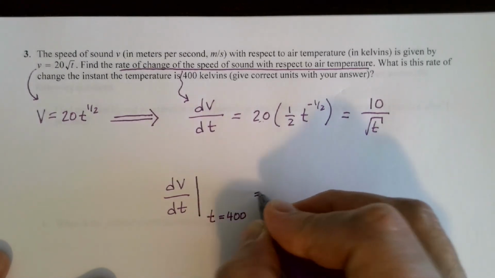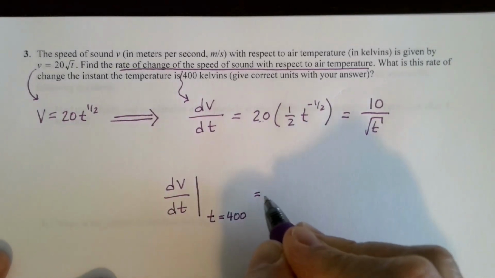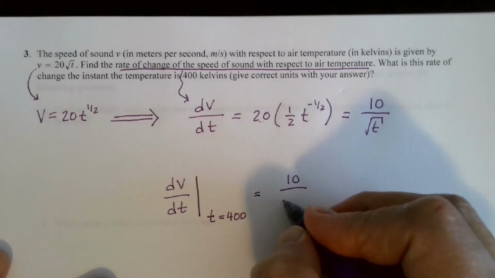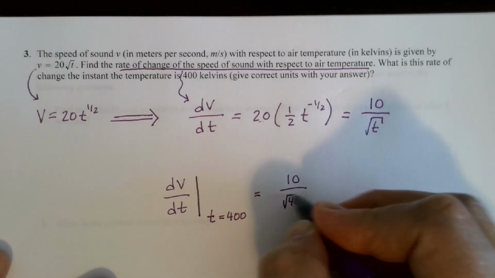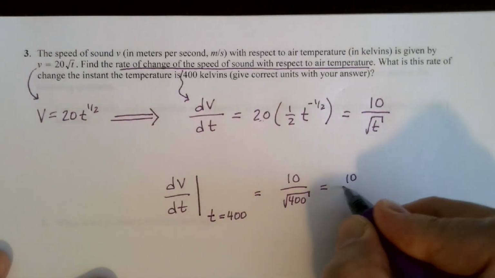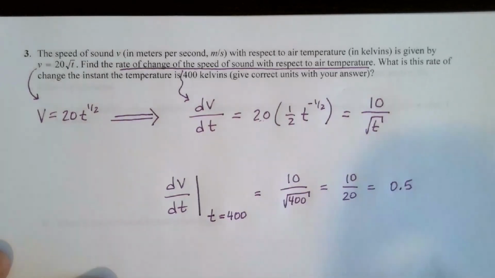So now what is this derivative evaluated at this thing equal to? Well, I just plug in T is 400 and I evaluate. Square root of 400 is 20, and that simplifies to what? 1/2. What are the units?